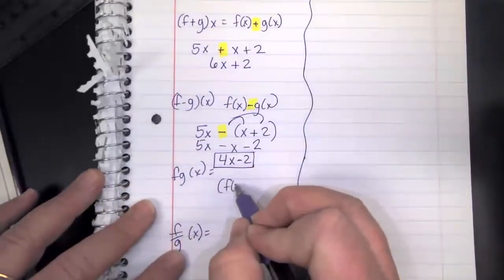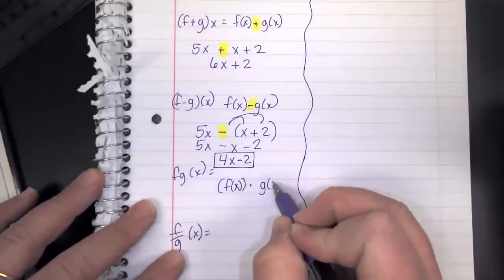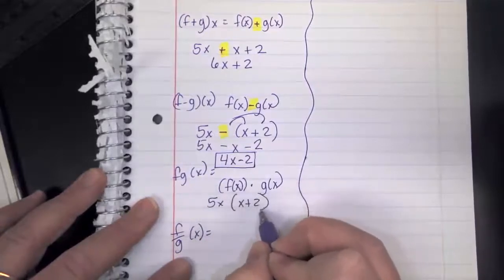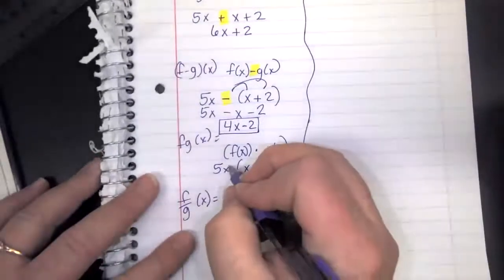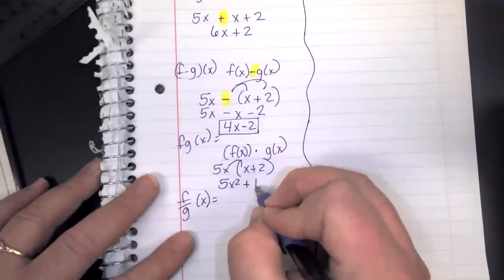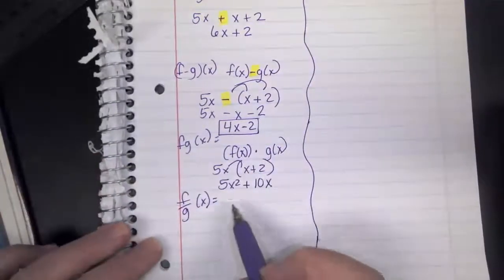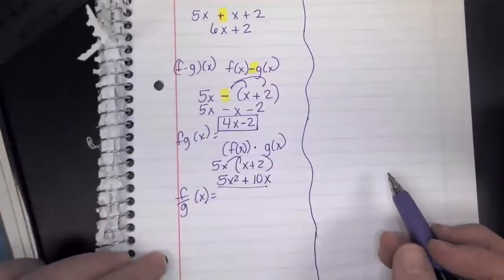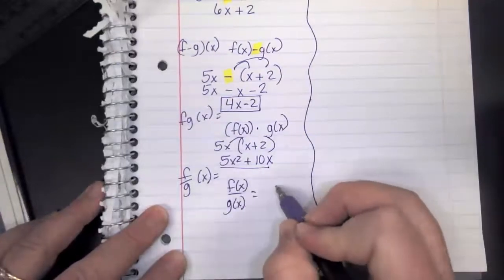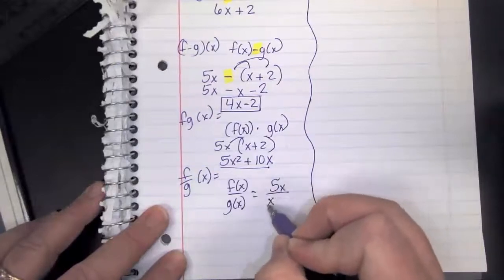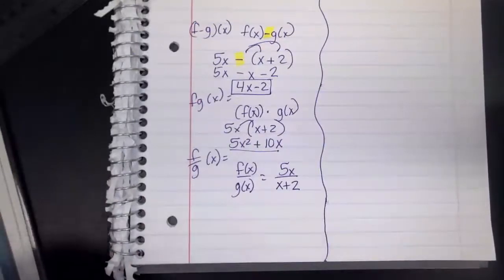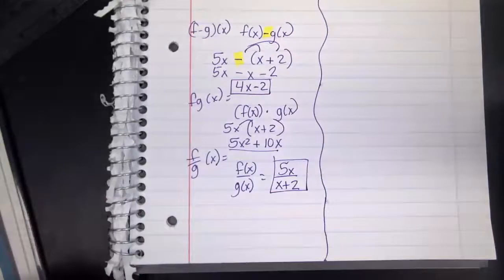fg of x is f of x times g of x. So 5x times x plus 2. Just do the distributive property. This would be 5x squared plus 2 times 5x is 10x. And my last one, this is just f of x over g of x, which ends up being 5x over x plus 2.